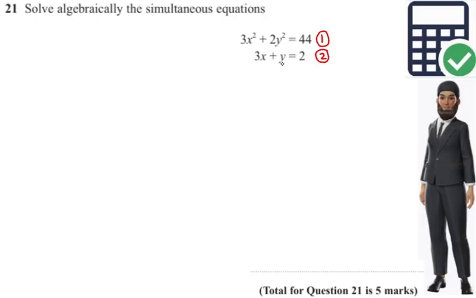Let's rearrange it so we can make y the subject of the second equation. So you will end up with y is equal to, take away 3x from both sides, 2 minus 3x. Then what we're going to do is substitute equation 2 into equation number 1.